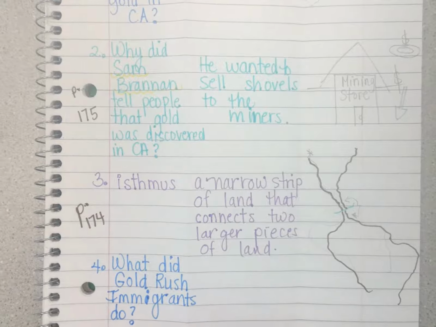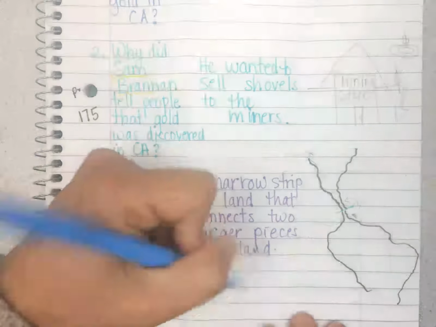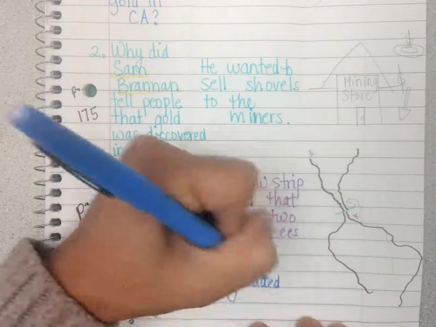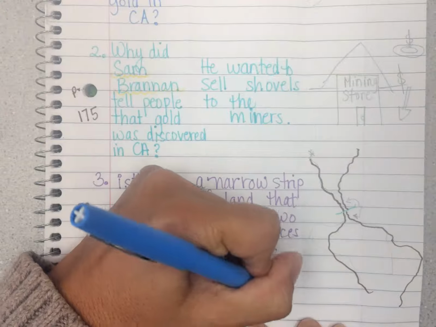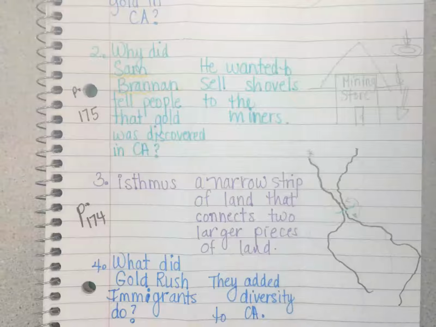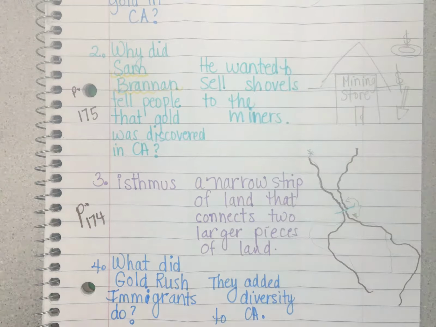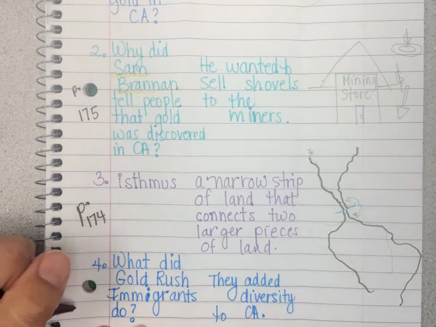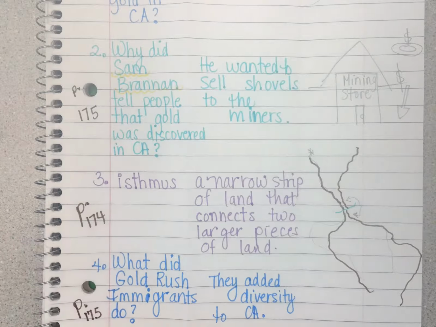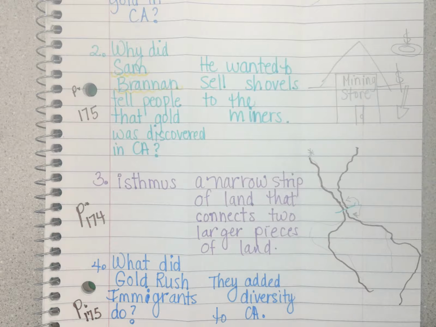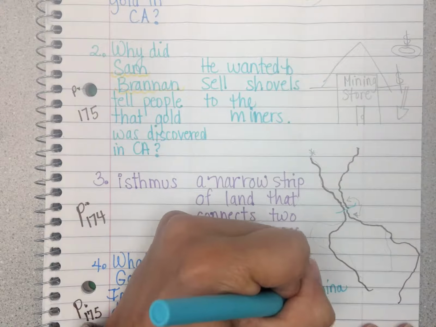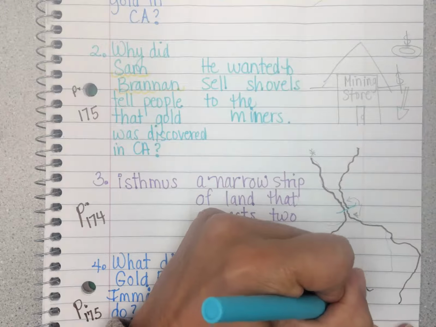What did they do for our state? They added diversity to California. Okay, so by that happening, we were no longer just Mexican and American and maybe Native American. Now we had people from China. We had people from Australia. We had people from England.